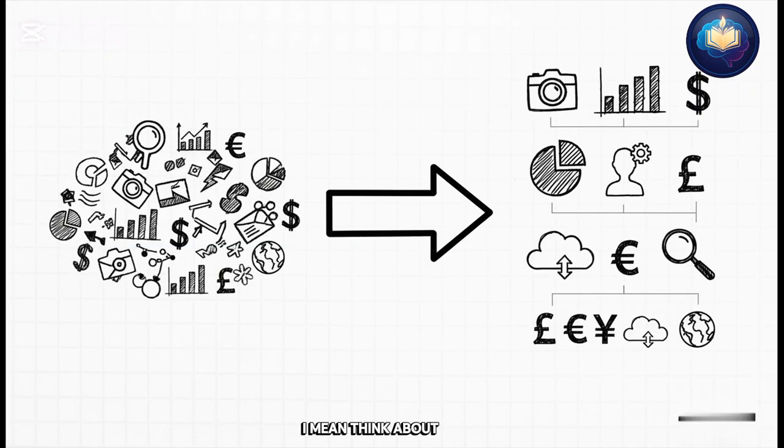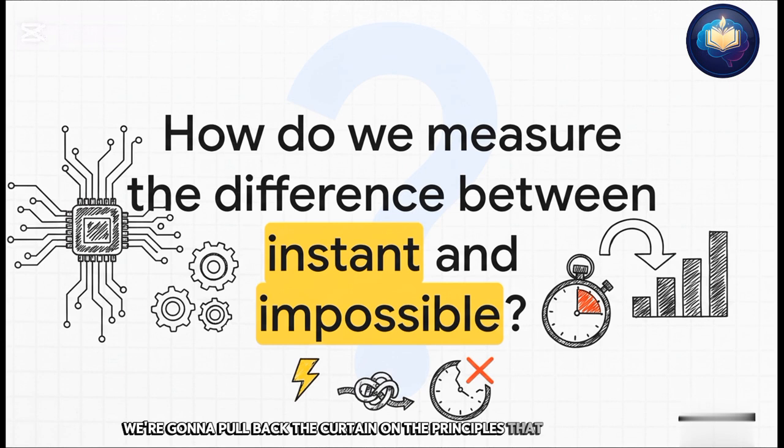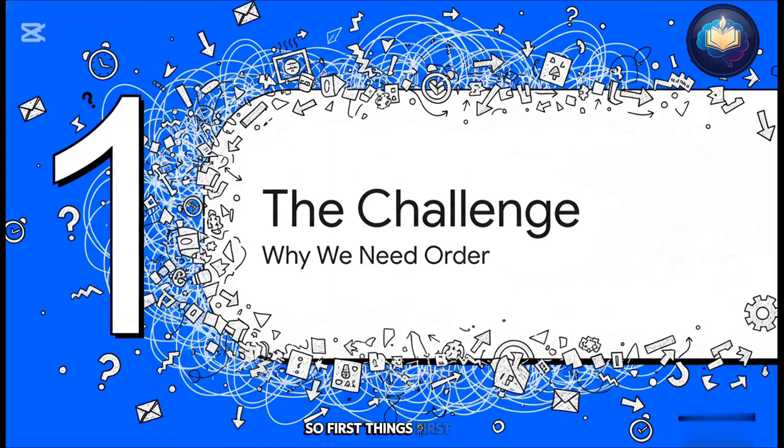I mean, think about it. When you're dealing with billions, literally billions of pieces of data, from your social media feed to the entire global financial market, how you arrange all that information isn't just important, it's everything. And that's the big question, isn't it? How do we actually measure efficiency? That's what we're here to figure out. We're going to pull back the curtain on the principles that define speed in the software that, let's be honest, runs our entire world. So first things first, let's really get a handle on the problem we're trying to solve.